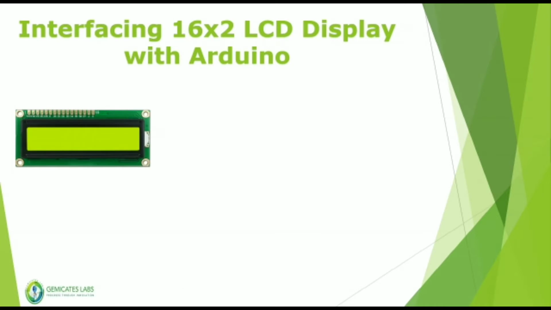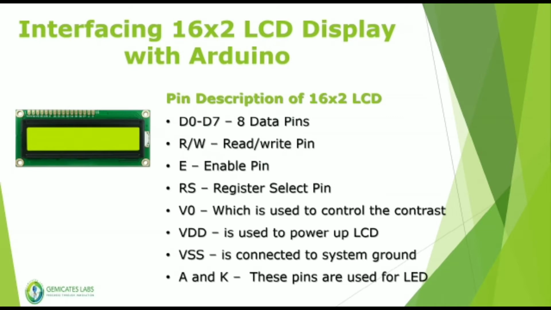In part 1, we have already discussed what is LCD display and real-time applications of LCD display. Now we are going to see interfacing of it. 16x2 LCD display consists of 8 data pins, D0 to D7, which is used to send data to microcontroller. Enable pin E, which is used for data acknowledgement. Read-write pin RW, which is used to read and write data. Basically, it is grounded if we want to write data to LCD. Register select pin RS, which is used to shift between command or data register.